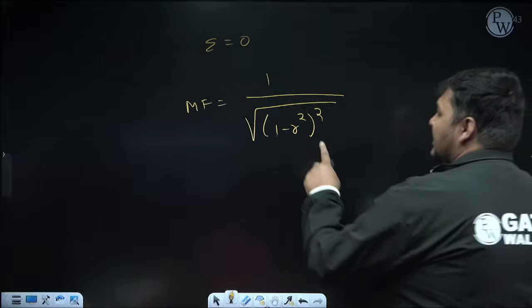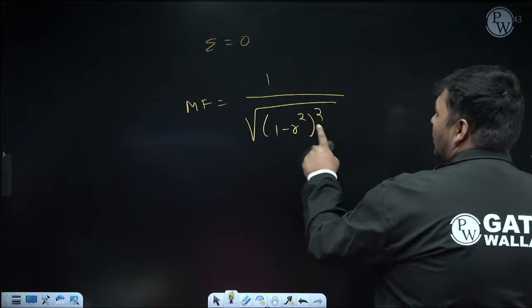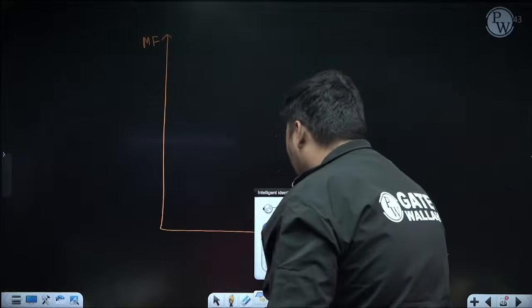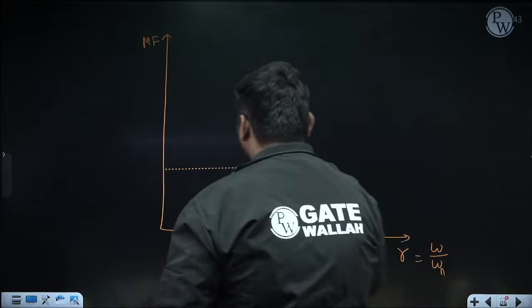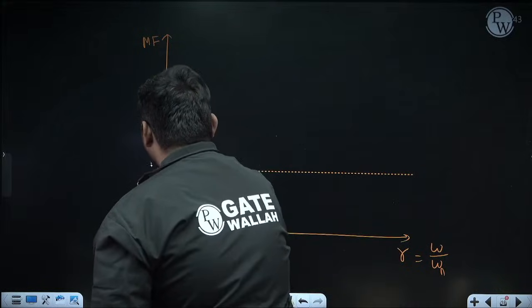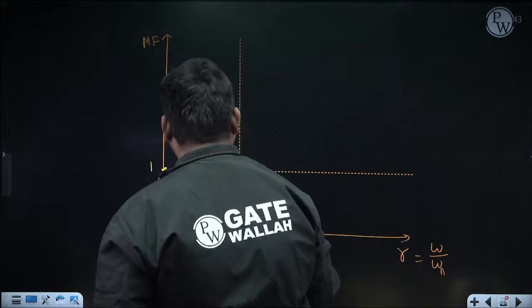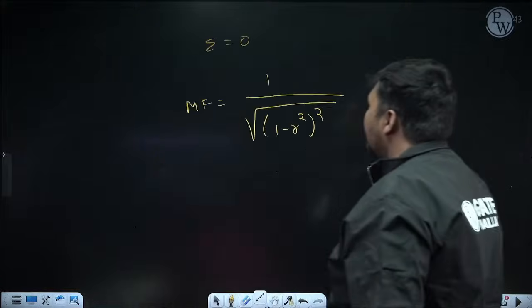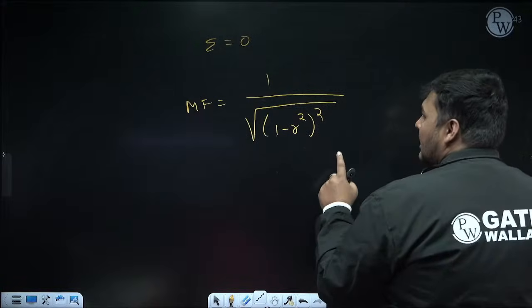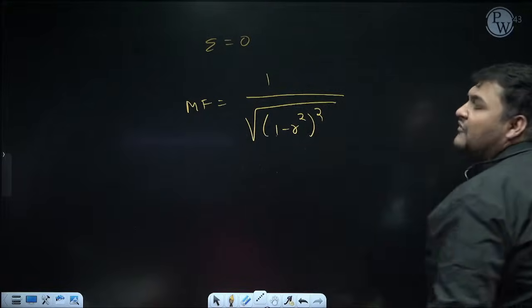Initially, if you put R equal to 0 here, you will get MF equal to 1. You can check: by putting R equal to 0, we get MF equal to 1. Now, from R equal to 0, if you increase R, initially MF will increase.